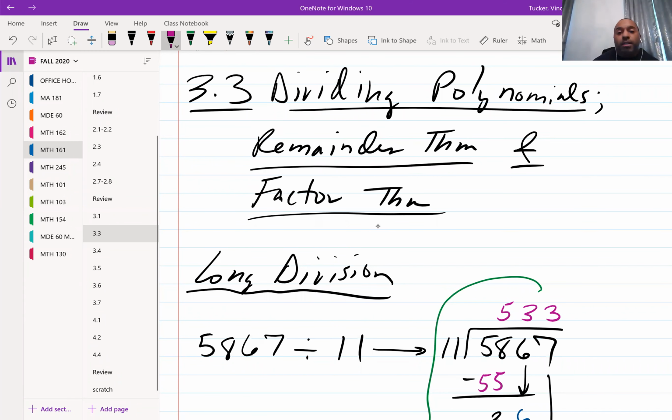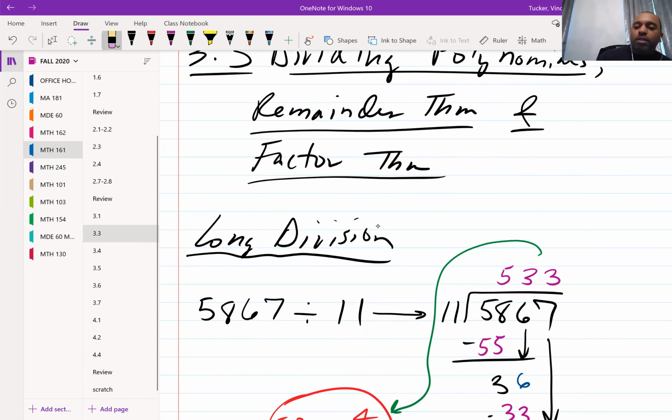All right, so we're looking at dividing polynomials, the remainder theorem, and the factor theorem. Let me erase some of this so we can walk through the process.